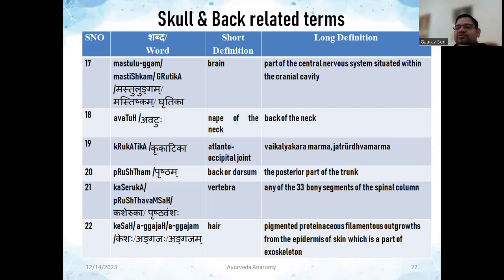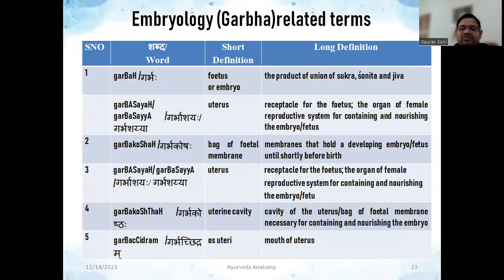There are separate names for each of them also, region wise, but in total they are going to be called Kaseruka. Then there is Kesha Angajam. It is said for the hair, whatever hair we are having in the head region, that is the epidermis part.